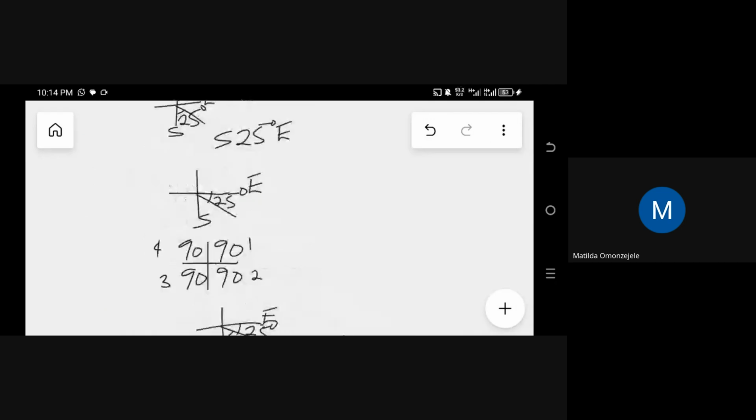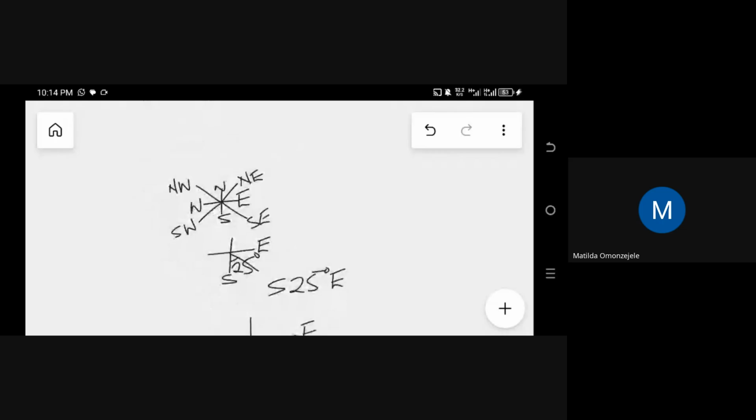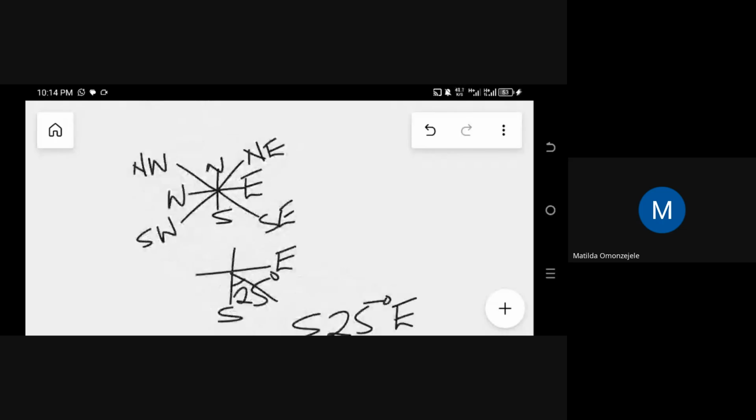So quickly, before we end the class, we're going to take a quick recap for those people whose network was not so good. We started by revising what we did from the start of the class: north, east, west, and south. Then the points between north and east, northeast; between north and west, northwest; between south and east, southeast; between south and west, southwest.